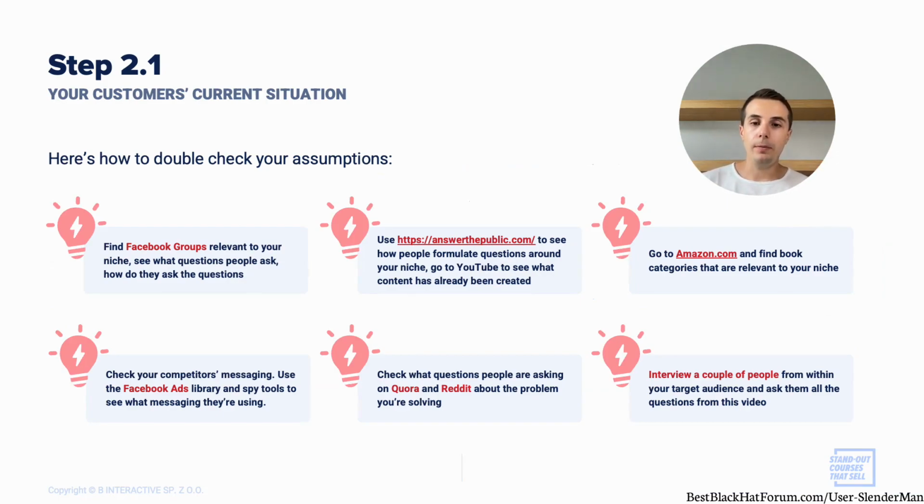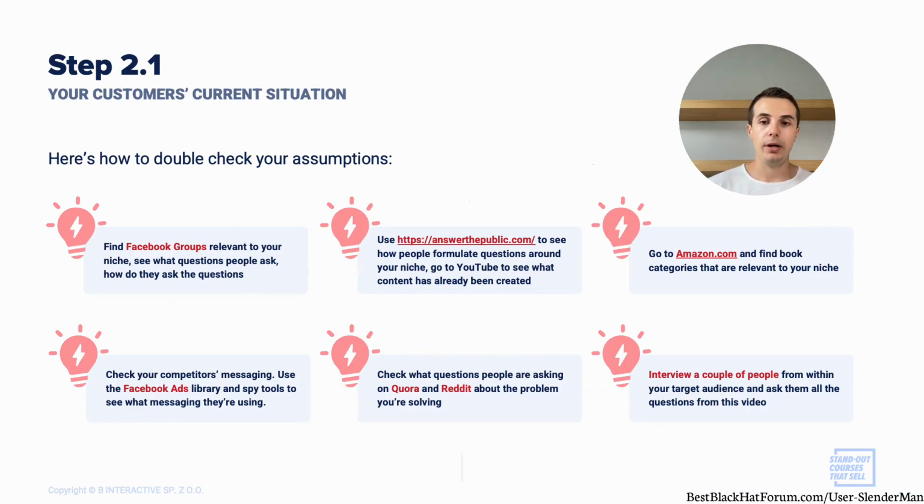Another thing that you could do is go to Amazon.com and find book categories that are relevant to your niche. Find books with lots of reviews, both positive and negative, and see what people like and dislike about the book. And also pay attention to what the book description says. That can again point you in the direction of what messaging your market responds to.